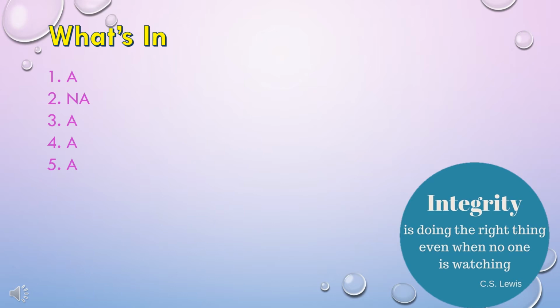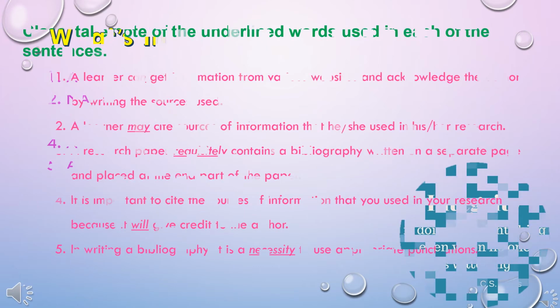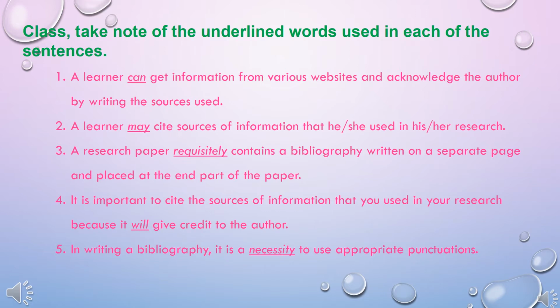Here are the answers in this activity. 1A, 2NA, 3, 4, and 5A. Please count the number of correct answers and put your score opposite the label What's In. And number 5, in writing a bibliography, it is a necessity to use appropriate punctuations. So if you notice, there are underlined words used in each of the sentences. So we have number 1, can, 2, may, 3, requisitely, 4, will, and 5, necessity.